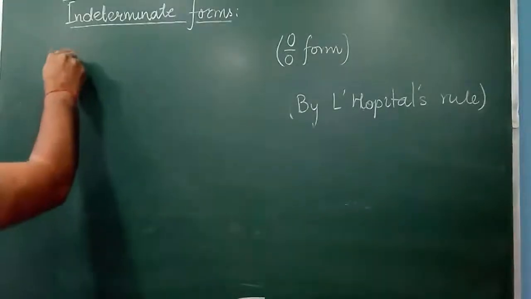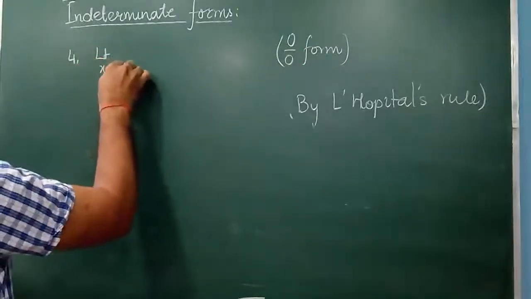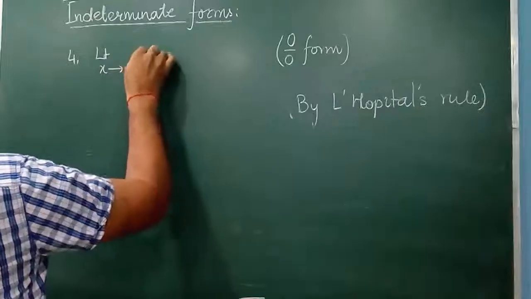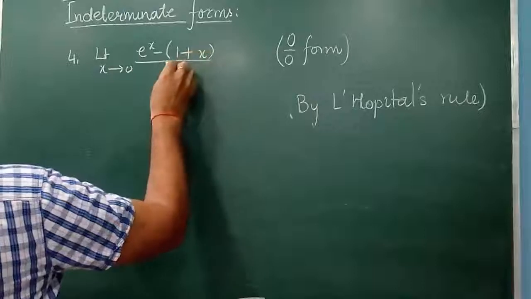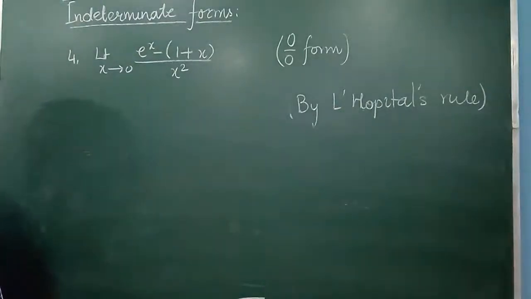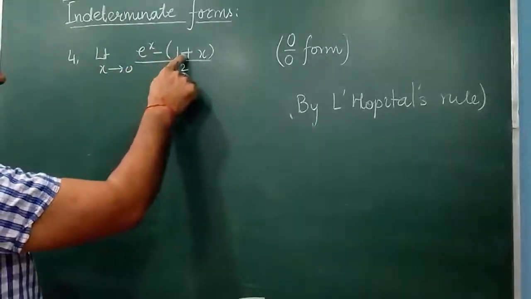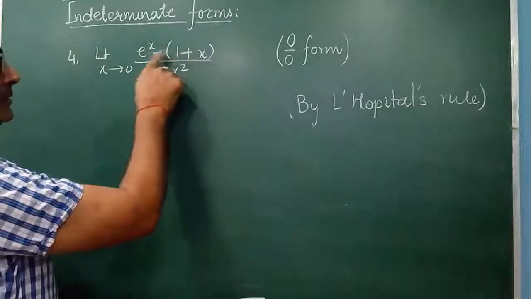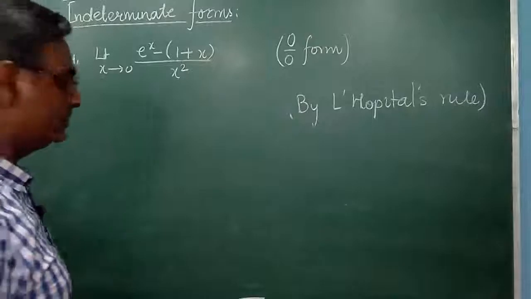Now see the fourth one. Fourth one is limit x tending to 0, e to power x minus 1 plus x whole upon x square. Now if I put the value here, we have to see whether it is 0 by 0 form or not. e to power 0 is 1, this is 1 plus 0, 1 minus 1 is 0, and the denominator is also 0. So it is of 0 by 0 form.